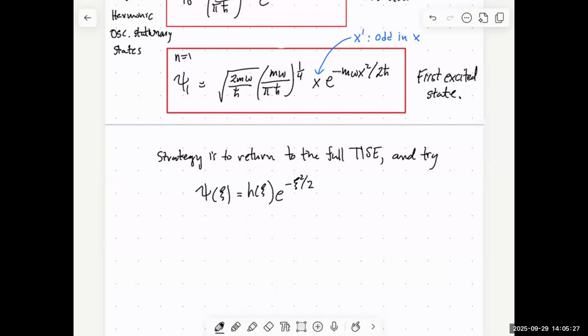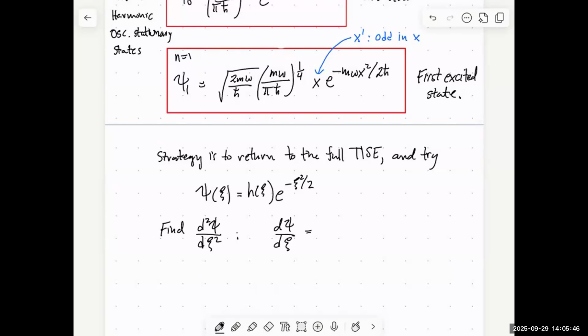Okay, so what we have to do is find derivatives with respect to z. So if we do a first derivative, okay, what are we going to get?